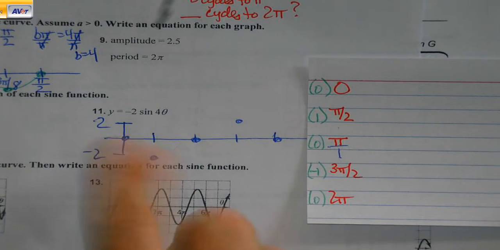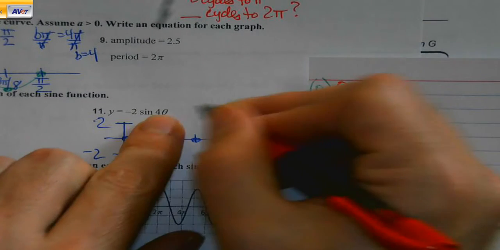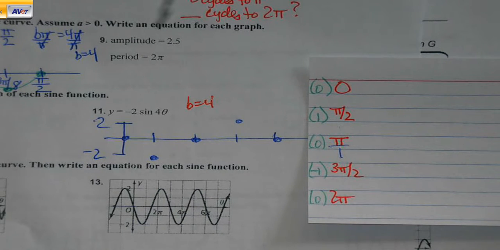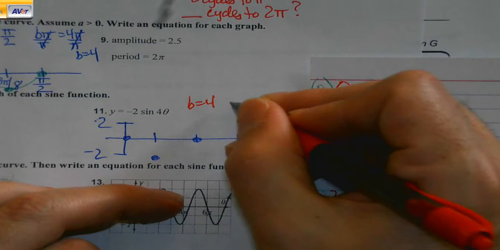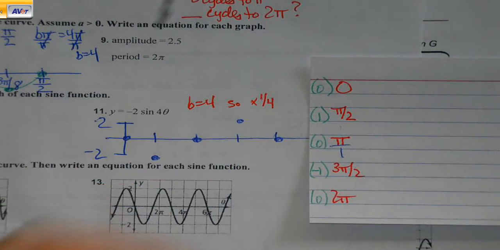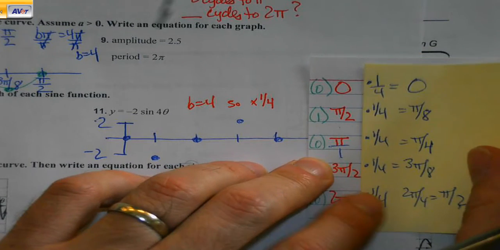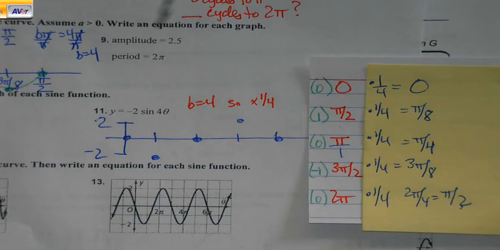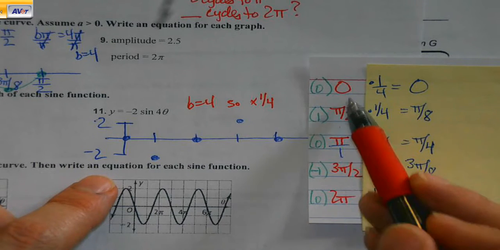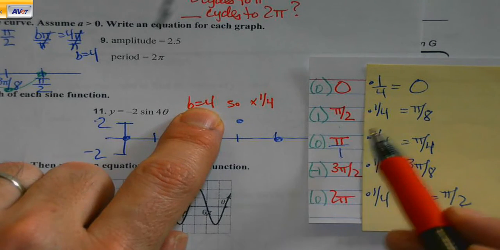But what about these guys? Well, this time I'm given the B value. It's 4. You're like, well, isn't that coincidence? We just did that a minute ago. You're right, we did. When we got B equals 4, so we're going to multiply our radian measures by 1/4 again. So instead of these, we multiply them by the inverse of B.